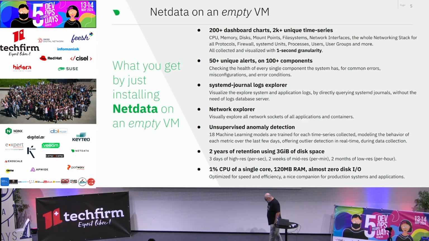Now, if you install it on an empty VM to understand the difference compared to other monitoring solutions, this is what you are going to get. You are going to get about 300 dashboard charts out of the box. You didn't do anything. More than 2,000 metrics. It's an empty VM. There is no application in there. We are talking about system and components and this kind of stuff. You are going to have 50 alerts. You are going to have a Systemd Logs Explorer, a network explorer, so you can see all the sockets coming in and going out. You are going to have unsupervised anomaly detection for all metrics, 2 years of retention with 3 GB of storage, and it's going to use 1% CPU of a single core.